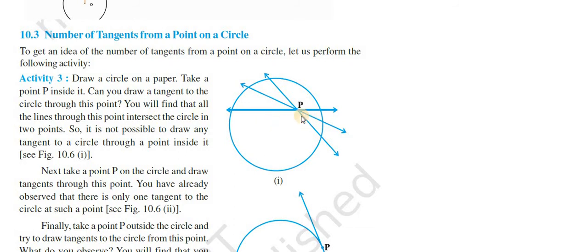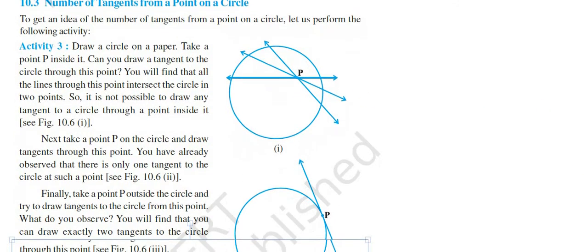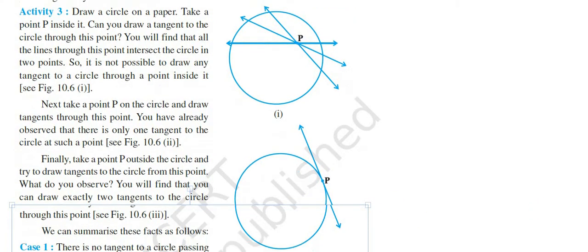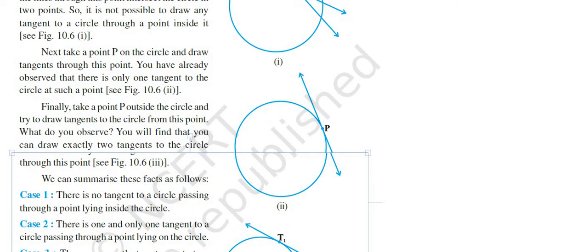So if we have a point of contact P inside the circle, we are not able to draw the tangent. Okay, that is finished. So next case, what they did here: take a point P on the circle and draw a tangent through this point. You have already observed that there is only one tangent to a circle at the point. So here if we take the point on the circle, we can write that as P is the tangent.